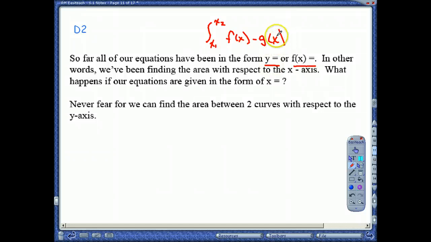Well, not all equations are in that form. Some of our equations have been implicit. Think about all the implicit differentiation we've done in the past. Well, those kind of functions still happen. So, we may have them in terms of x, but we may have them in terms of y. Never fear, we can do it both ways.